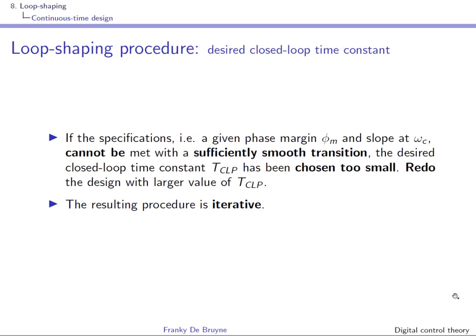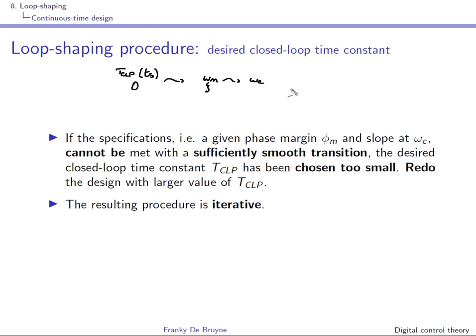Remember that in the loop shaping procedure you receive a desired closed loop time constant. It could also be a desired settling time, but this is equivalent because there is a factor 5 between those two parameters, and you receive the overshoot, and then you can determine omega n and zeta, and from zeta you also determine omega c.